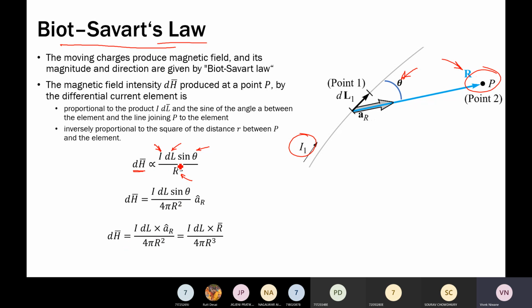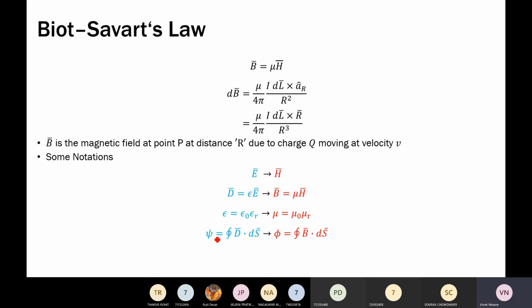So this sine angle behavior can be explicitly written in terms of the differential length and the unit vector associated with the direction. Okay, so we can put dH bar is equal to I dl bar cross aR cap, and by the definition of the unit vector we have aR cap is equal to r bar upon magnitude of r bar. So we have rewritten the expression as dH bar is equal to I dl bar cross r bar upon 4 pi r cube. Okay. Then we have noted down all these expressions in our notebook.